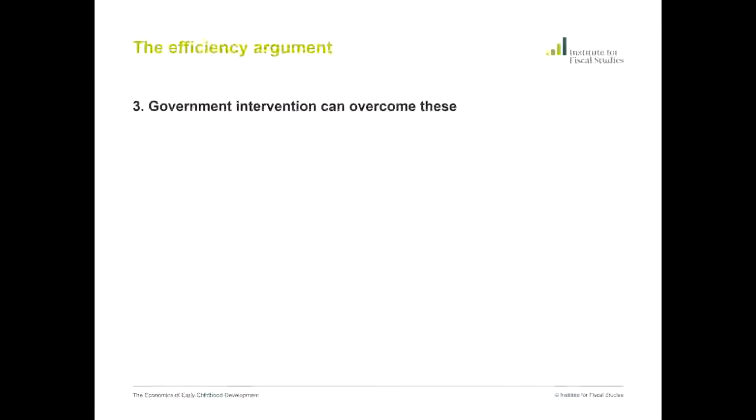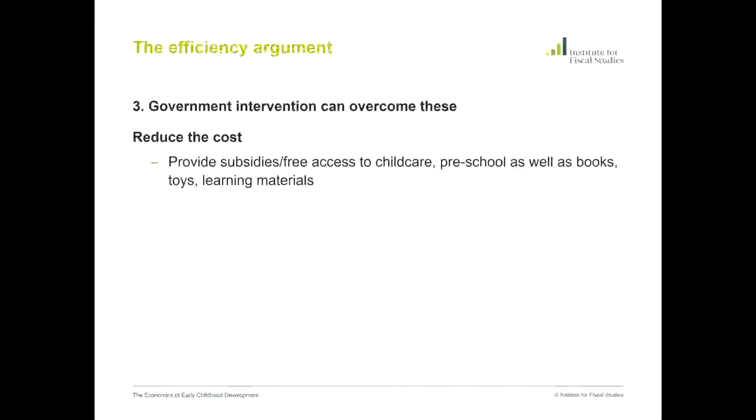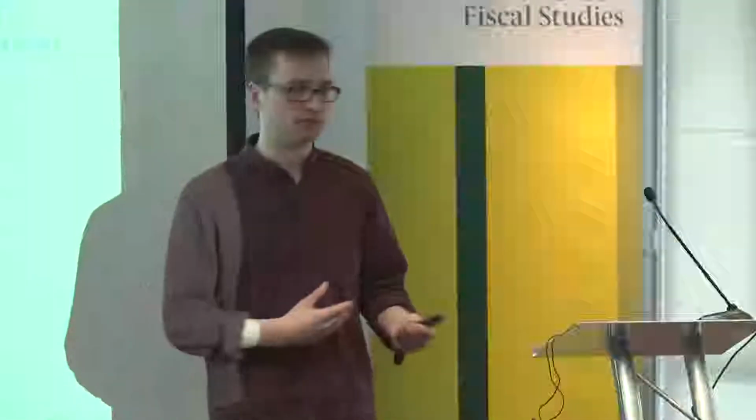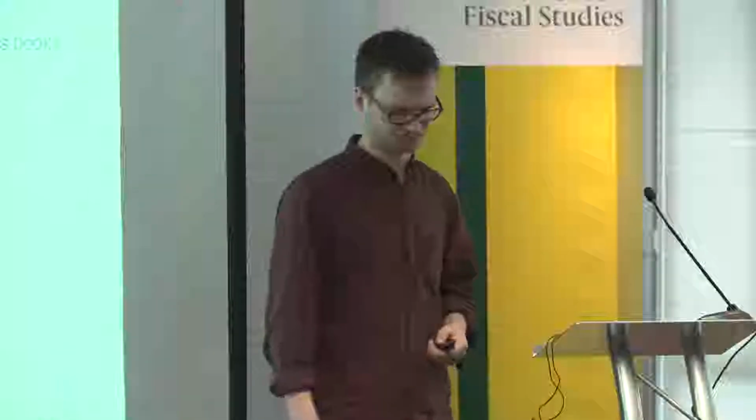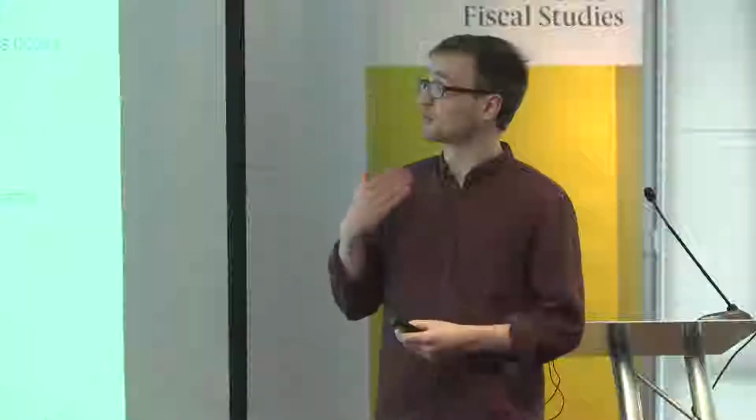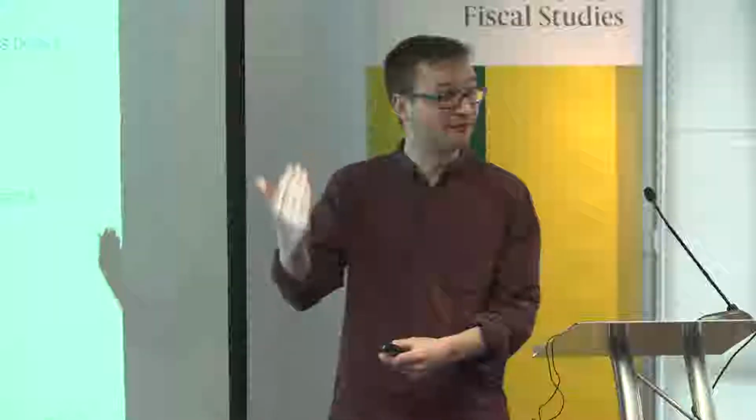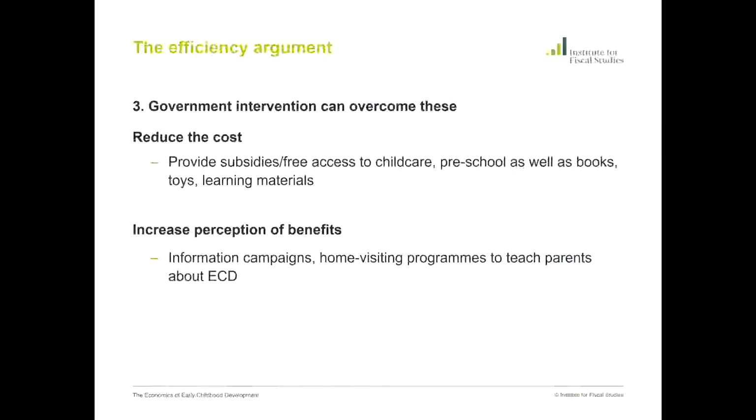Government can get around these in sort of classical ways. So one, it can reduce the cost of investment in children. It can provide subsidies, free access to childcare, things like preschool, as well as books, toys, and learning materials. It also increases the perception of the benefits, so get that information side. So we can have information campaigns, home visiting programs to help teach parents about the importance of early childhood development and help stimulate investment in children.